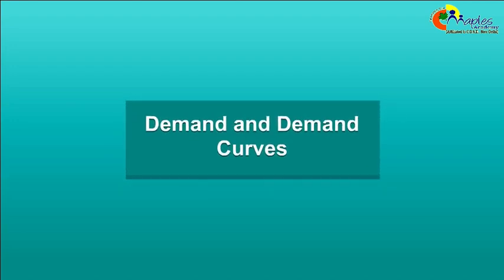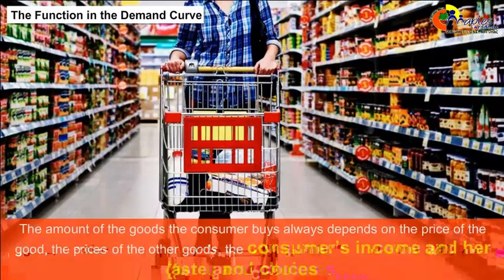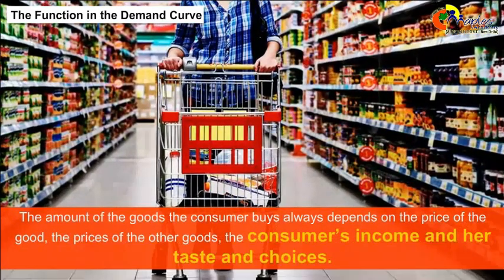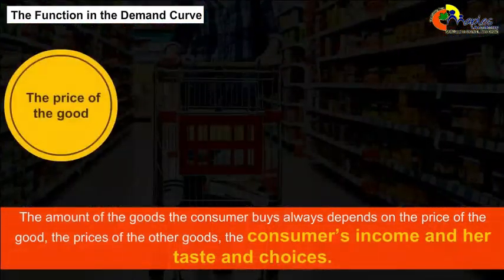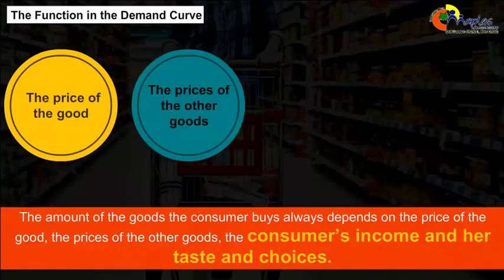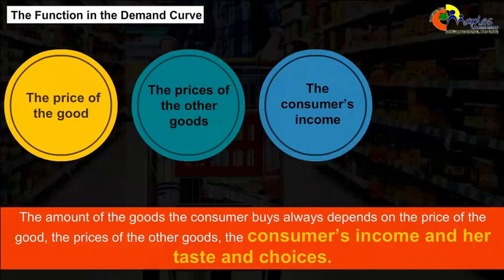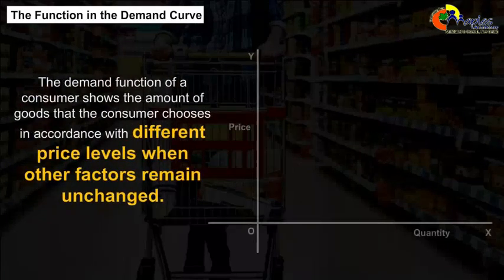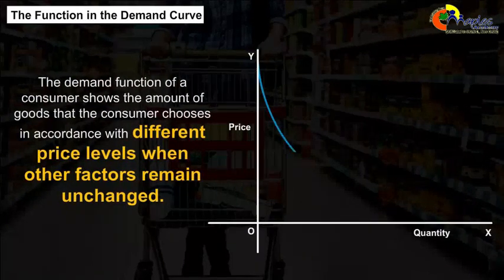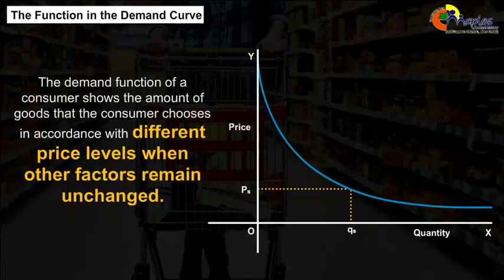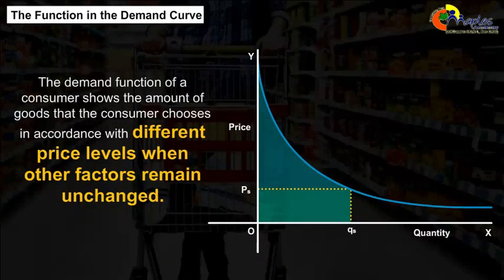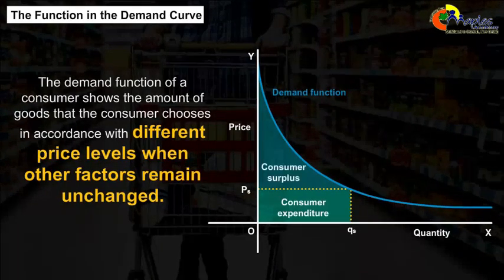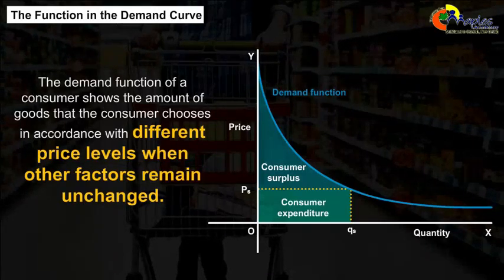Demand and demand curves. The function of the demand curve. The amount of the good the consumer buys always depends on the price of the good, the prices of other goods, the consumer's income, and her tastes and choices. The demand function of a consumer shows the amount of goods that the consumer chooses in accordance with different price levels when other factors remain unchanged.